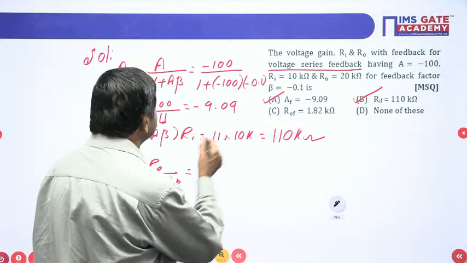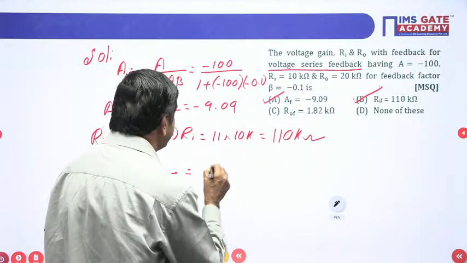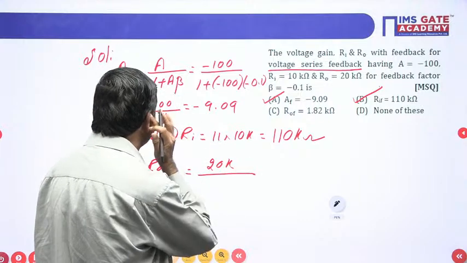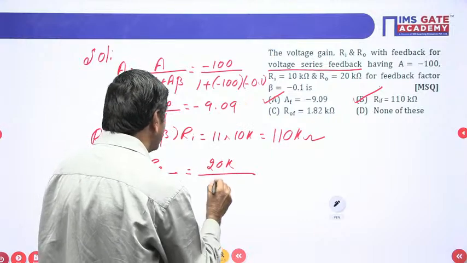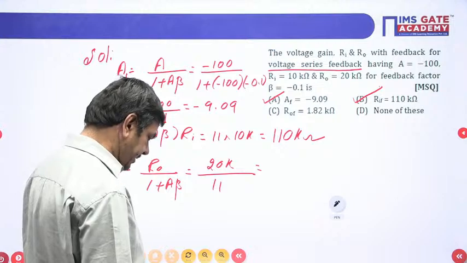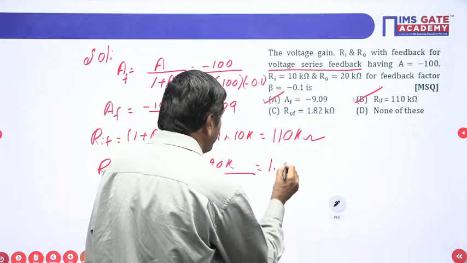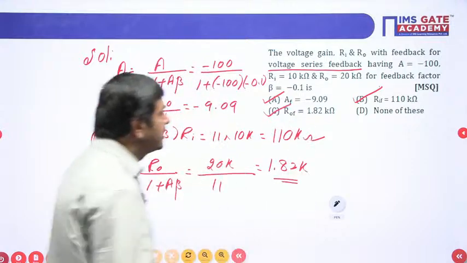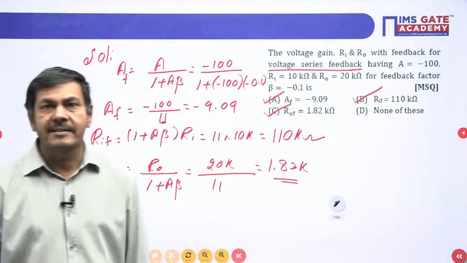R0 is given in the problem as 20K. Divided by 1 plus A beta, which is 11, finally its value will be 1.82K. So C is also correct. So what is the solution? A, B, C are correct. Yes, you are correct, Mr. Gopal.